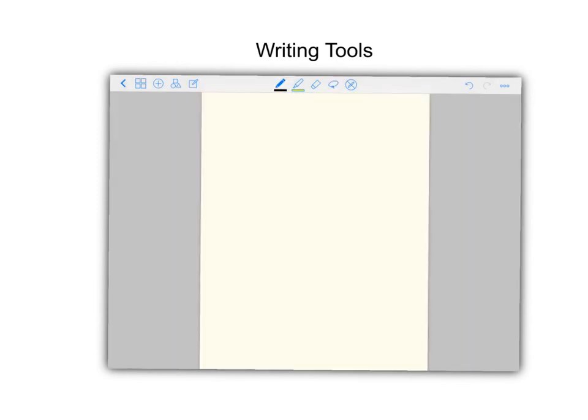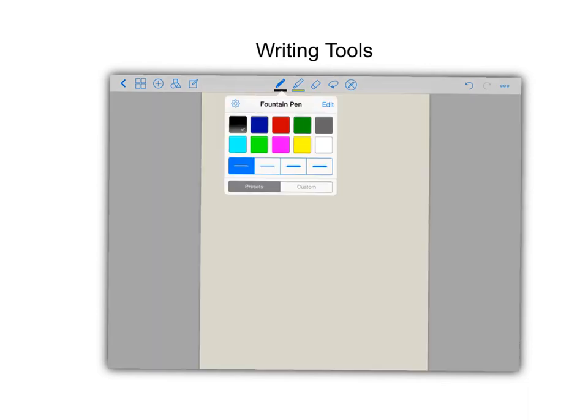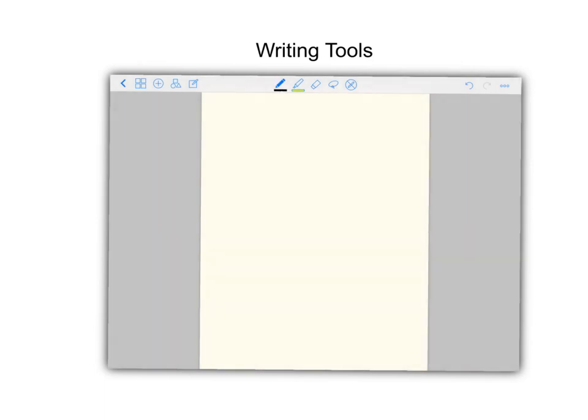We will now focus on the writing tools, which are the 5 icons at the top of the toolbar. When I press the first tool, which is our writing tool, it'll give you a choice of colors and pen width. You can choose whatever color and width, and then you can begin writing. If you would like to highlight, you will click the next tool, which is your highlighter tool.